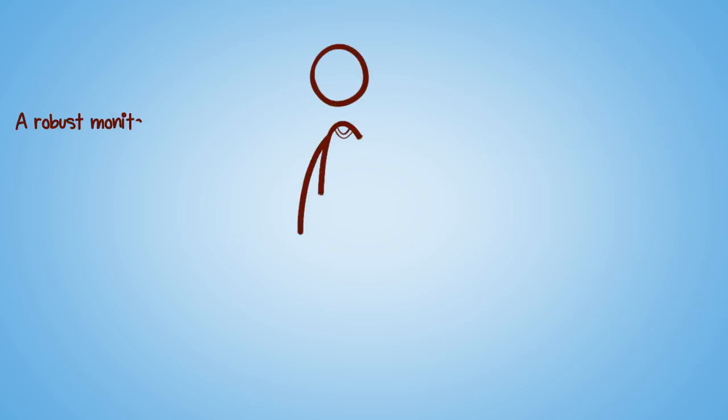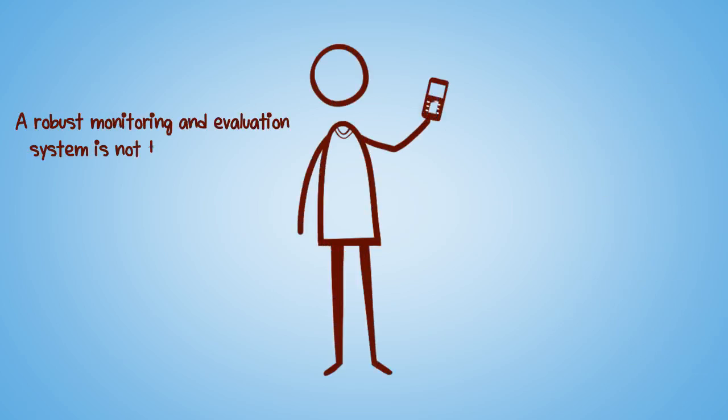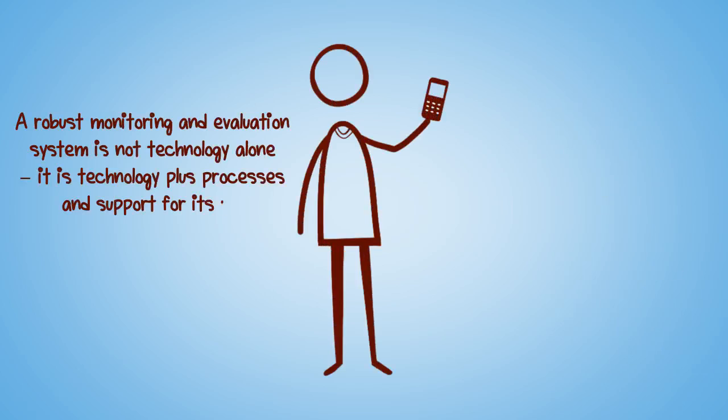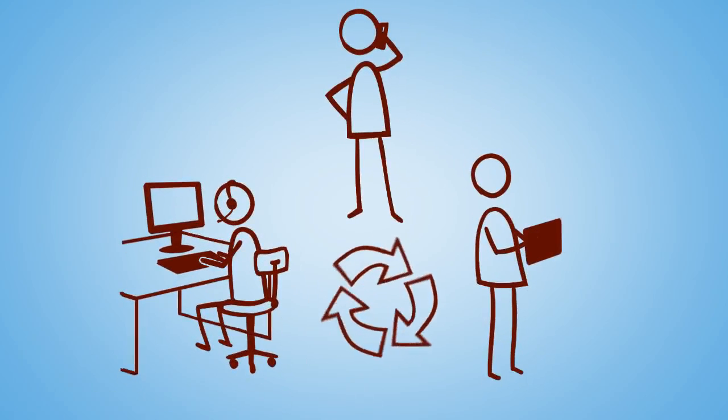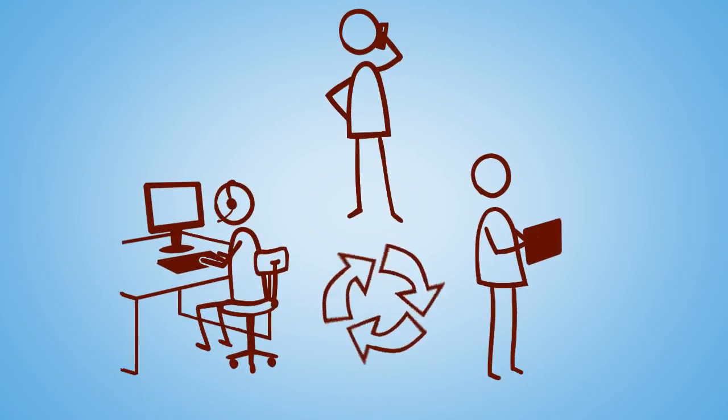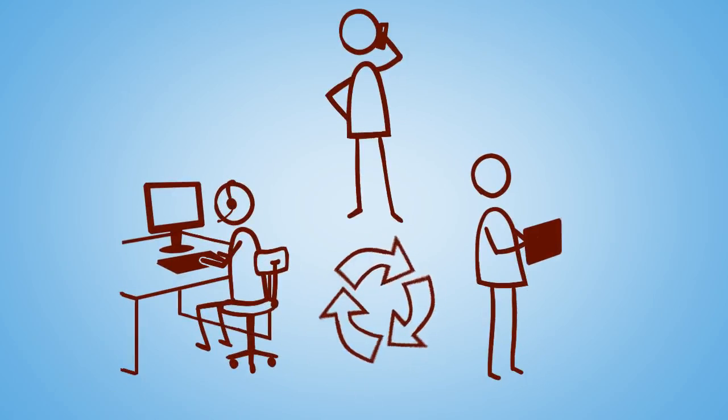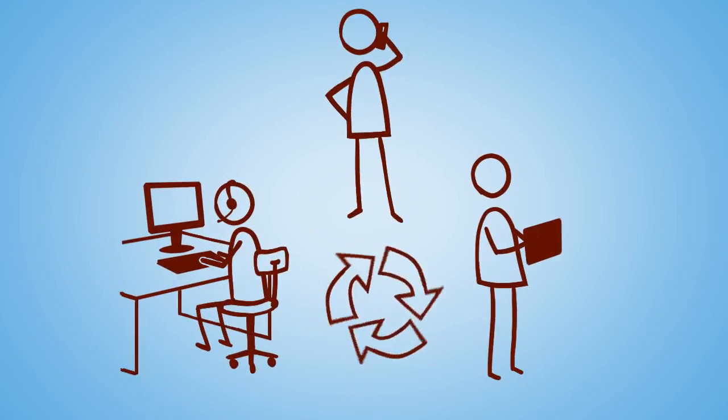A robust monitoring and evaluation system is not technology alone, it's technology plus processes and support for its use. Users require ongoing training and support to effectively set up and use a monitoring and evaluation system. System components break and become obsolete over time. A sound support model is critical to ensure that M&E systems can be adapted from project to project, that they can be effectively deployed, and that they remain fit for use.